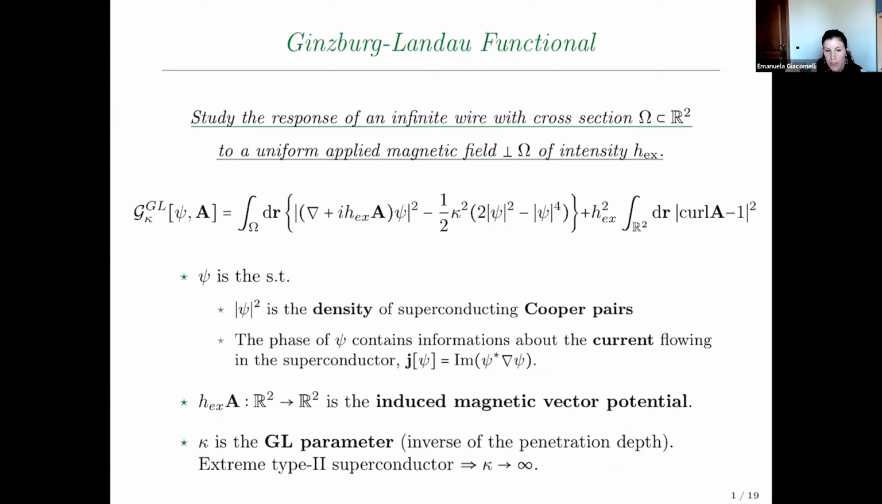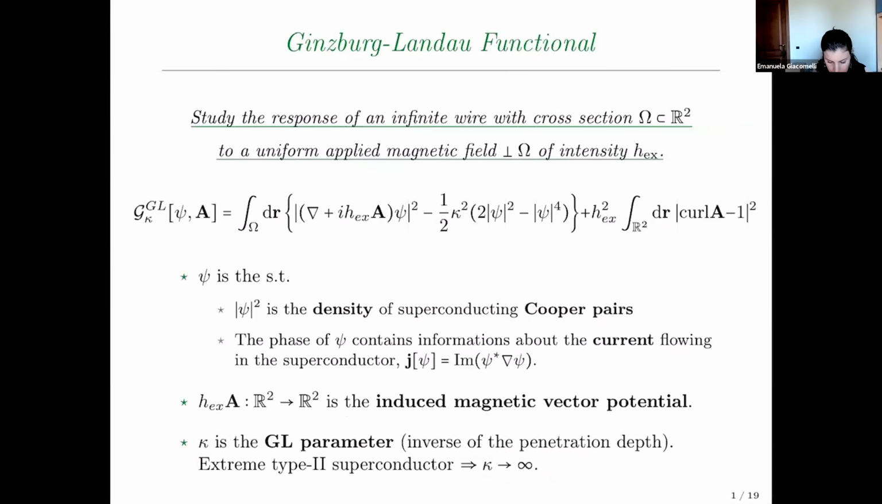We want to look at a particular kind of superconductor, which are called type 2 superconductors. I didn't tell you, but I think that you know that this parameter is typical of the material. And the materials we want to look at are such that kappa is very, very big. That's why we study the minimum of this energy functional in the asymptotics in which kappa goes to infinity. I think that I told you everything about this slide, so let me go on.